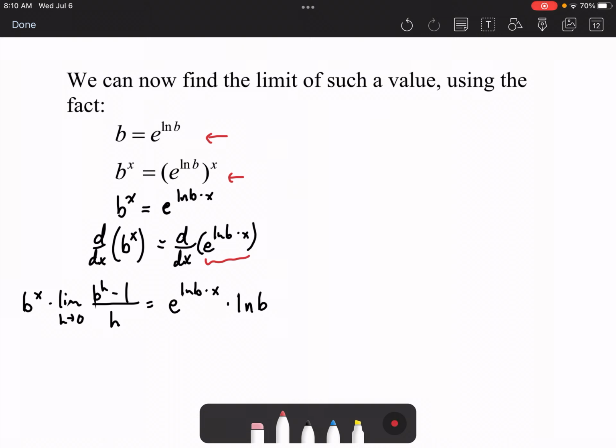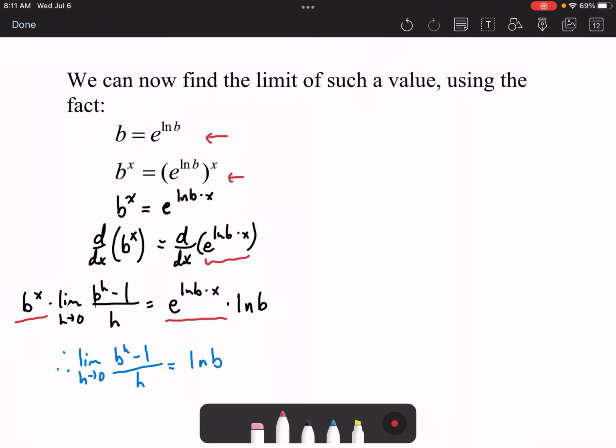Now, because the b to the x and the e to the ln b times x are the same, therefore what we can conclude is the limit as h approaches 0 of b to the h minus 1, sorry, I wrote that wrong, all over h is equal to the natural logarithm of b.